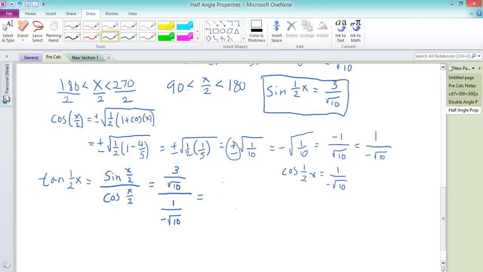So to divide two fractions, I take the bottom and I flip it. So I write the top, and then I flip the bottom. It means they're multiplied, I can cancel these root 10s because they're the same. But I'm still keeping that negative over here, so it'd be negative 3 over 1, which is the same as negative 3, which is the correct answer.